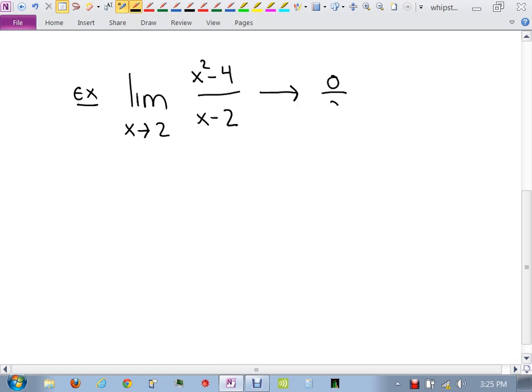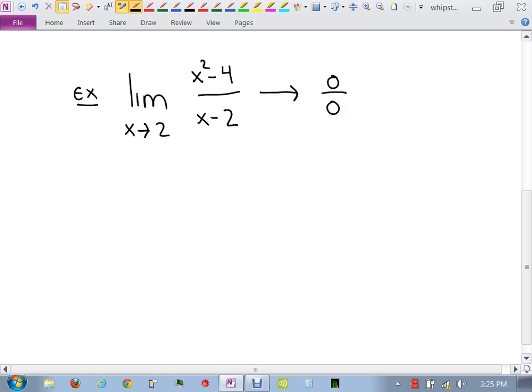0 over 0, right? Now, how would we do this before L'Hopital? What would you do to that to figure out that limit? Some algebra, right? What algebra would you do on that one? Factor the difference of squares on top, right? And then you would cancel it. Remember that? Okay, but screw all that now.